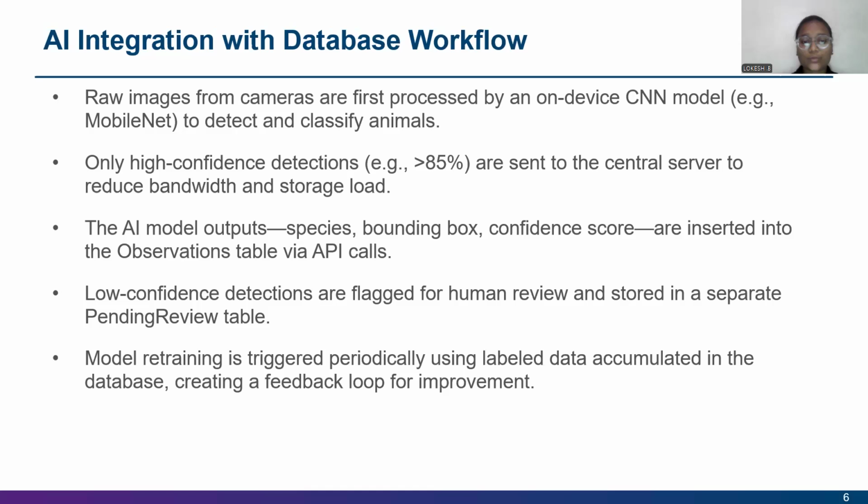The AI model outputs for species are inserted into the observations table via API calls, and the low confidence detections are flagged for human review. Model retraining is triggered periodically using label data accumulated in the database, and it can create a feedback loop for improvement. This is the AI integration with the database workflow.